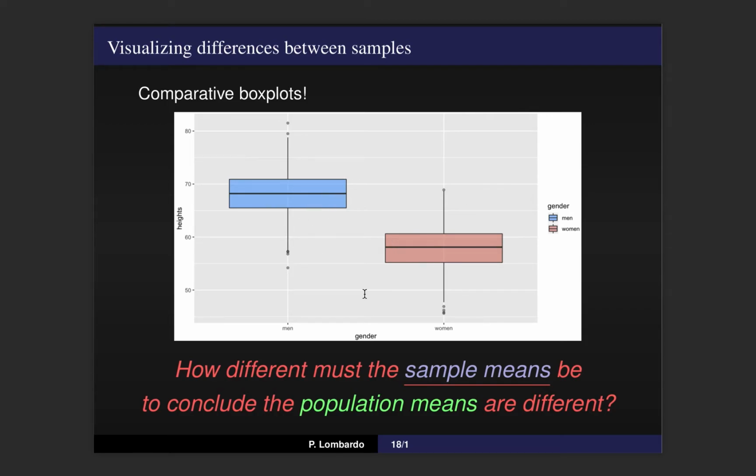And in fact, we don't even focus on box plots. We focus on the sample means for the men and the women individually. How different must the sample means be to conclude that the population means are different, right? This is statistics. What can we say about our sample that reflects something happening in the population, and how can we make that rigorous? That's what we're trying to do here.